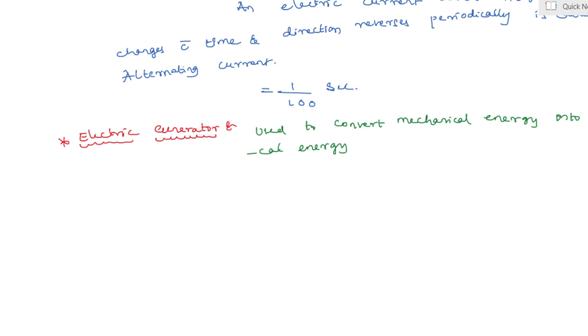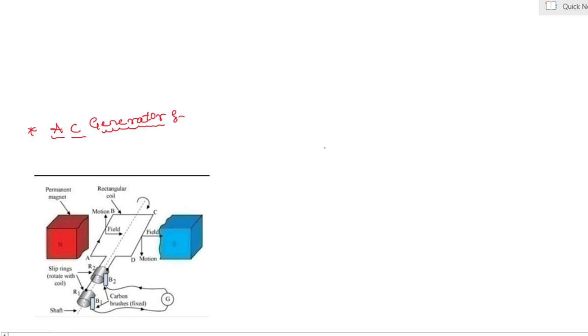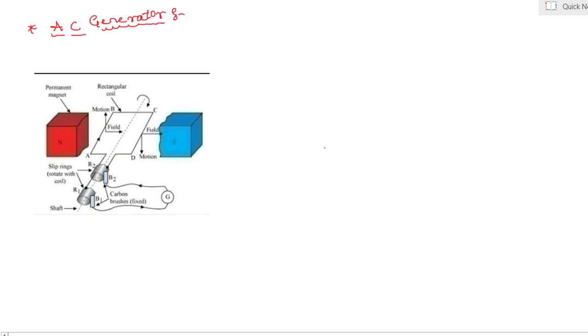Let us see the AC generator. First of all, it generates alternating current.